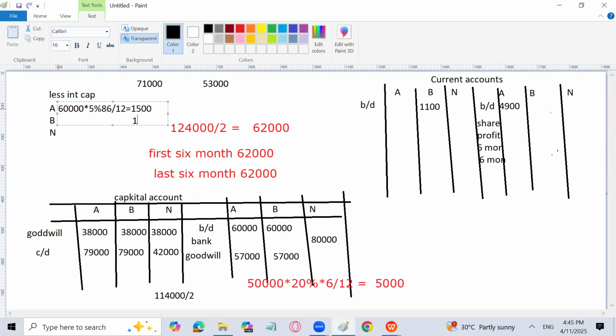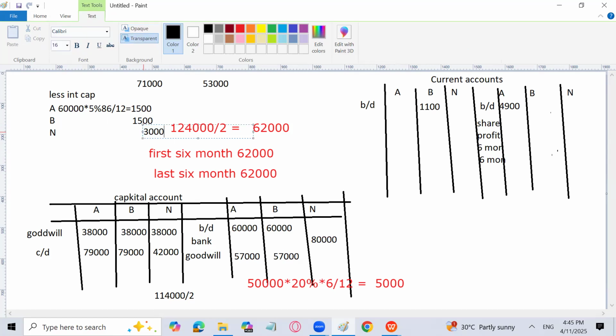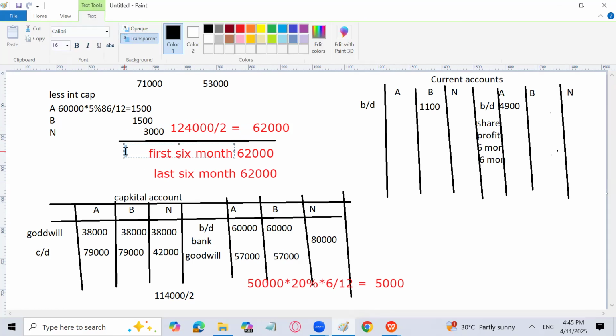And for N, there will be no interest on capital, right? So I'm going to subtract 3,000 from this. And there is no salary. There is no interest on drawings. So what is the amount? 71,000 minus 3,000. This is 68,000. So profit share for the first 6 months, equally, 68,000. 68,000 divided by 2.